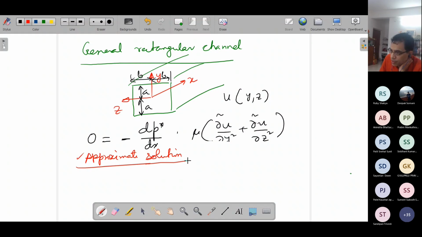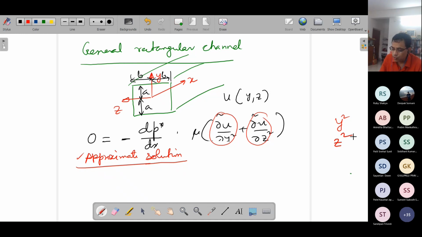From the learning of the parallel plate channel, we could see that u by U average is 3 by 2 into 1 minus y square by a square. So at least we found that this was giving rise to a y square type of variation. Similarly, this would give a z square type of variation if there is no bias between the two directions, and there should not be any bias because both are transverse to the main flow direction. So u should be related to some y square related function and also a z square related function.